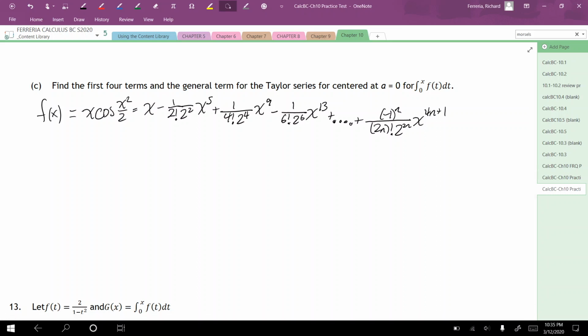Okay, so just like before, all the other stuff that's not an x is just going to be constant. No need to actually integrate it. The only thing you need to integrate is the x's, which confusingly we're going to turn into a t now. So we're going to integrate from 0 to x. We're going to take that same polynomial, replace all our x's with t's. So that's t minus 1 over 2 factorial 2 squared t to the 5th power.